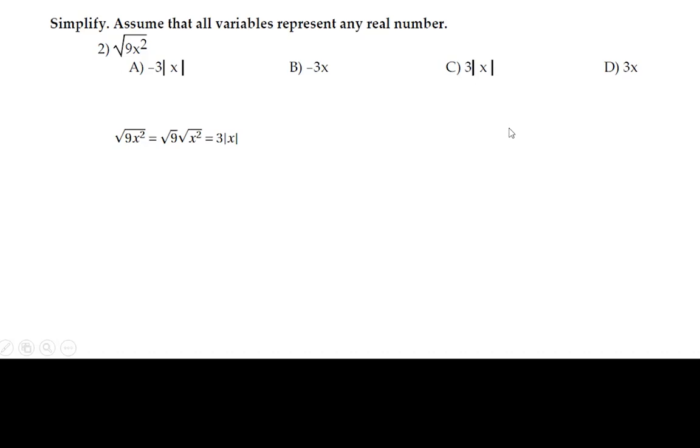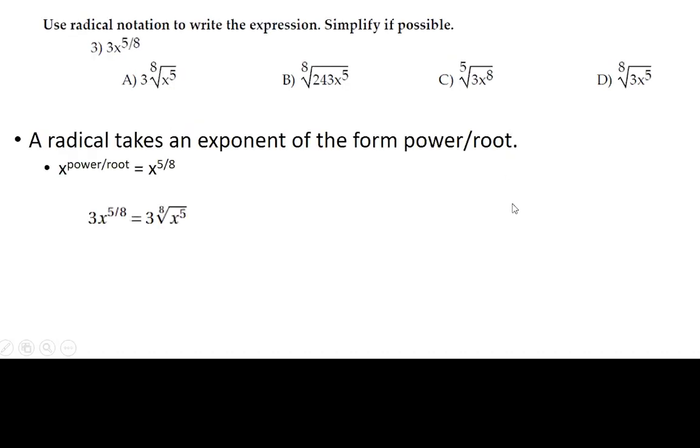Number 3. Use radical notation to write the expression, simplify if possible. We have 3x to the 5/8. Now, the 3 has nothing to do with this x to the 5/8. There's no parentheses combining the 3 with the x, so the 3 is off doing its own thing. We know a radical takes an exponent of the form power over root. In this case, power over root is 5/8, so the 5th power, the 8th root. So 3x to the 5/8 is 3 times the 8th root of x to the 5th.